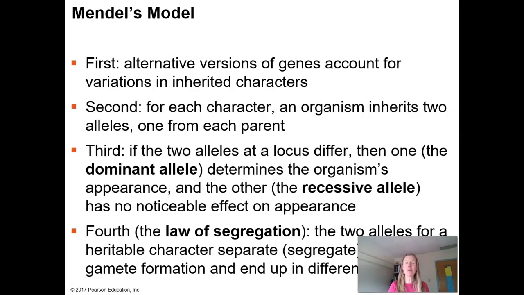And fourth, and this one is super important, is the law of segregation. This informs our understanding of meiosis. It's the idea that when there are 2 alleles, they actually separate during gamete formation, during meiosis, and end up in different gametes. Remember, the homologous chromosomes split, and then the sister chromatids split. And so this is that law of segregation.